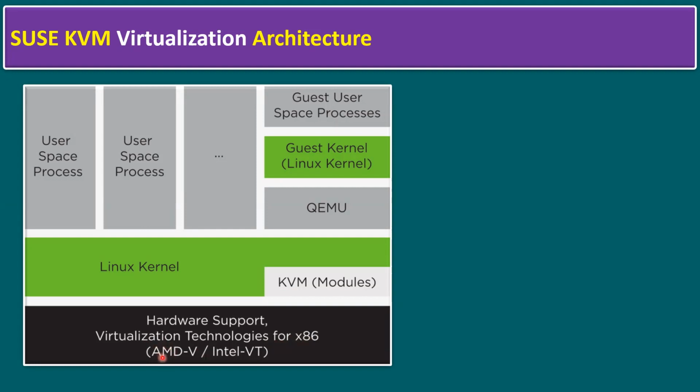If you are using an AMD motherboard, we have to enable AMD-V. And if you are using an Intel motherboard, we have to enable VT. With these features only, we can install and enable the kernel virtual machine module, KVM, within our SUSE Linux operating system. And using this SUSE KVM, we can run multiple virtual machines.